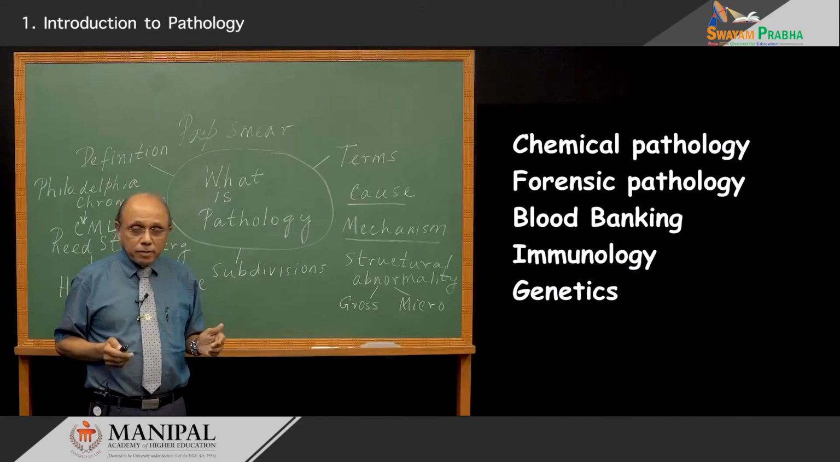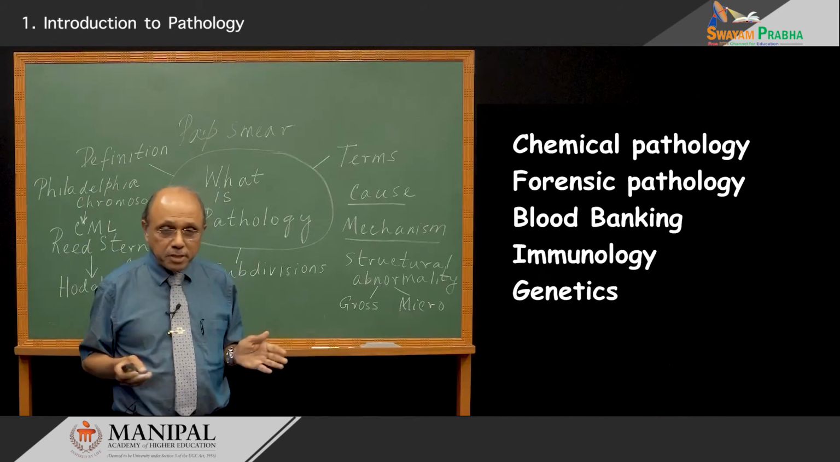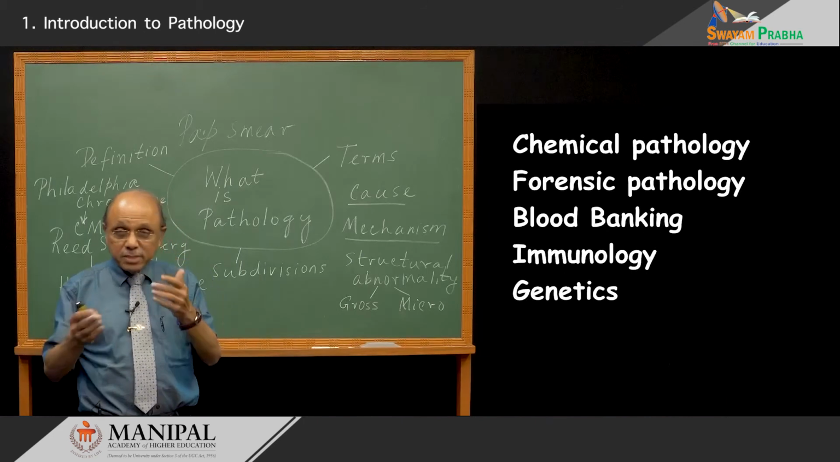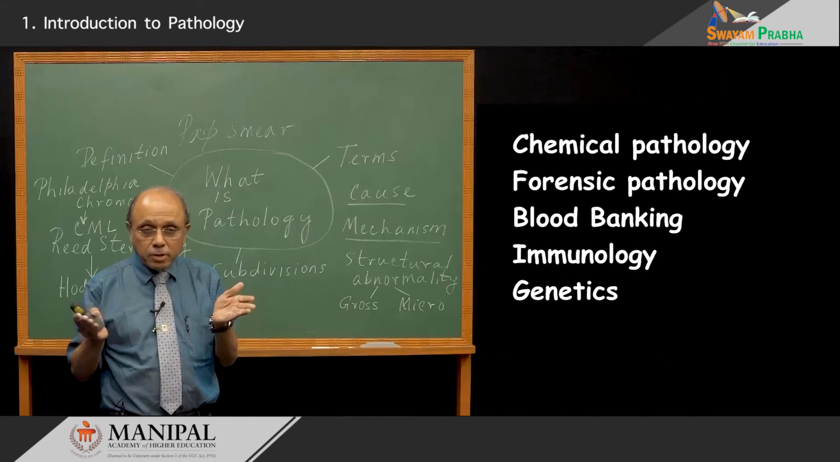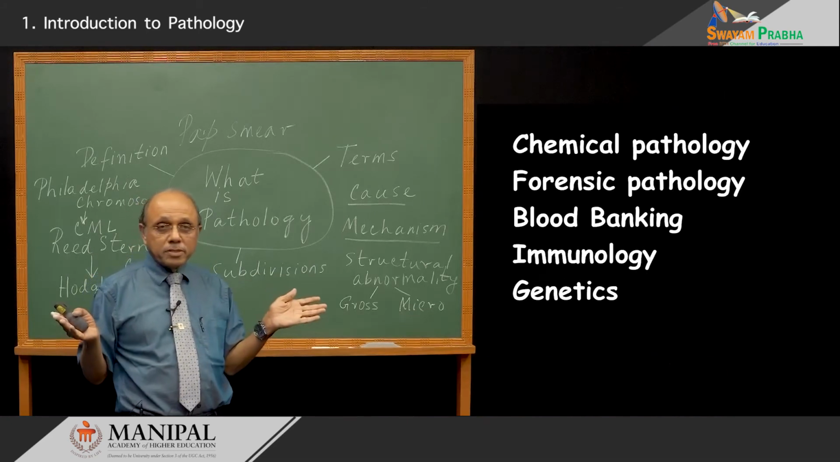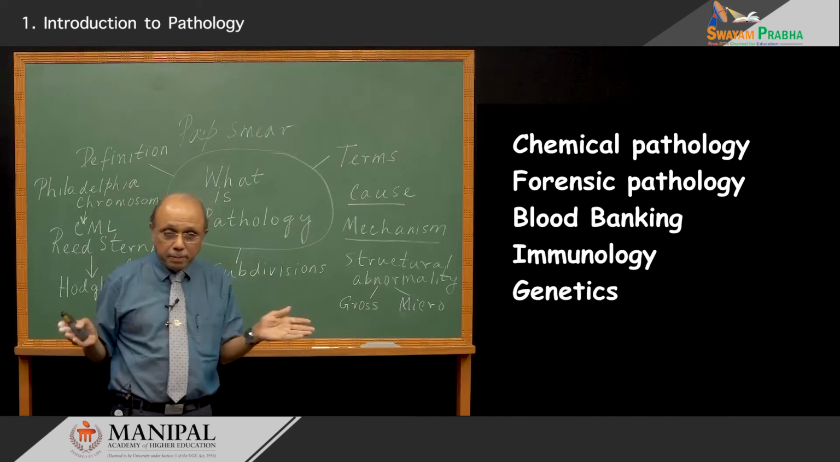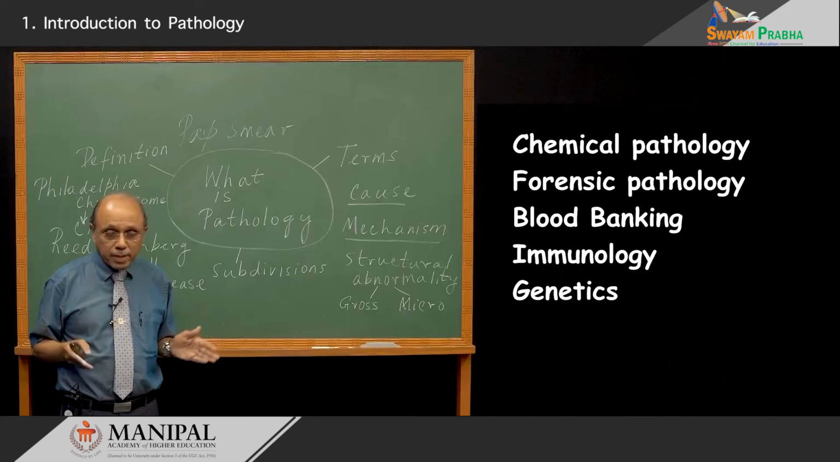Then of course, there are a few other branches of pathology which once upon a time used to be under pathology, but today they have all become independent. Chemical pathology, which is actually diagnostic biochemistry, forensic pathology, which is a totally different branch now, medical jurisprudence as it is called, blood banking has become independent, immunology has become independent, and genetics has also become independent.